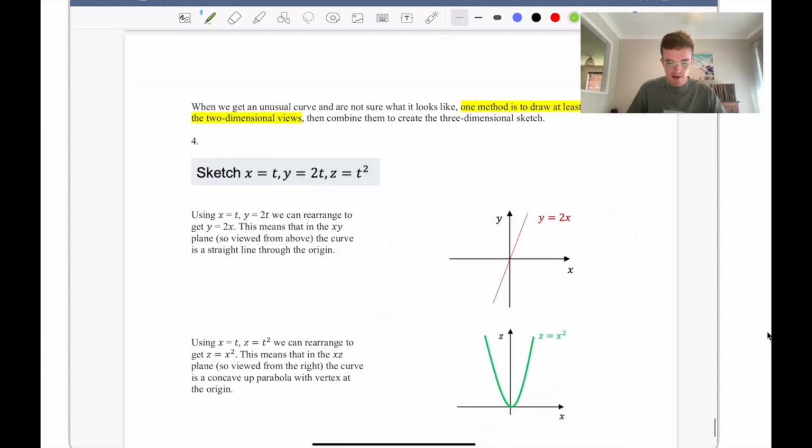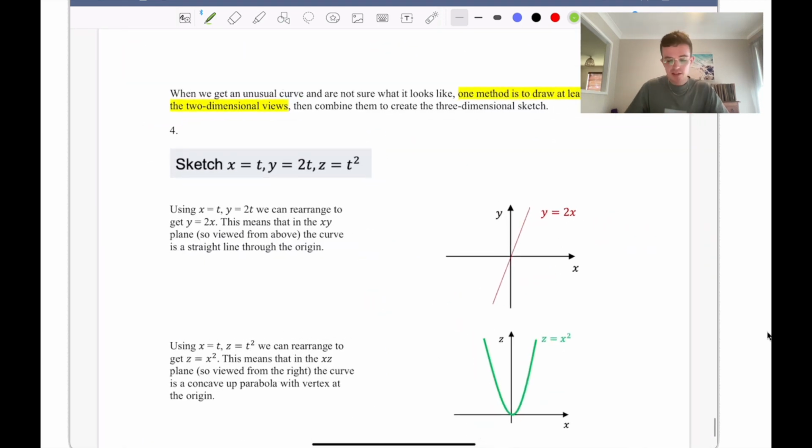Okay. The last method is to graph, and if we're unfamiliar, well, the ones with sine, cos, and tan are easy because we know they're circles and they've got something to do with circles. But these ones are a bit trickier. Again, it's easy when z is equal to t, because that means it's going up at a consistent rate. When z is equal to t squared, it's not as straightforward. So another unusual curve, and when we're not sure what it looks like, one method is to draw at least 2 of the 2-dimensional curves, then combine them to create a 3-dimensional sketch.